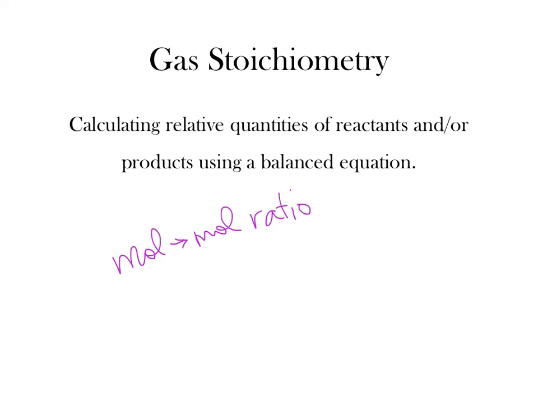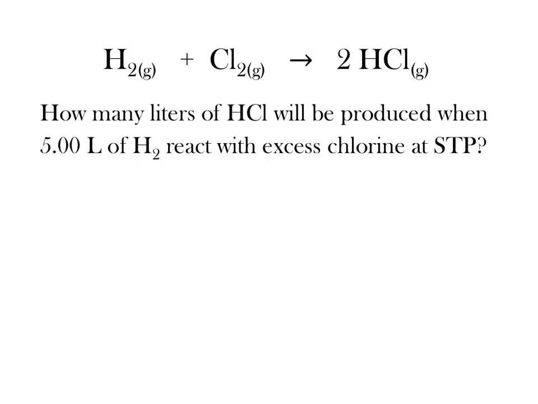balanced equation. If I have 5 grams of hydrogen, how many grams of water will be produced? If I need 22 liters of water, how many liters of oxygen will be produced? So we're just looking at the ratio in a balanced equation. Let's get started with an example problem.